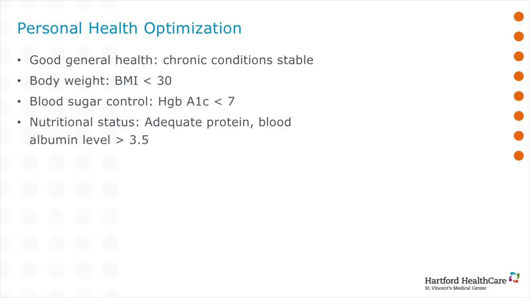If you have arthritis, one of the most important factors is optimizing your personal health. This includes stabilizing all chronic medical conditions, maintaining a healthy body weight, preferably with a BMI less than 30 or even lower. If you're diabetic, maintain a hemoglobin A1C under 7, and nutritionally, make sure you're getting enough protein so that when we measure your albumin before surgery, the level is greater than 3.5.